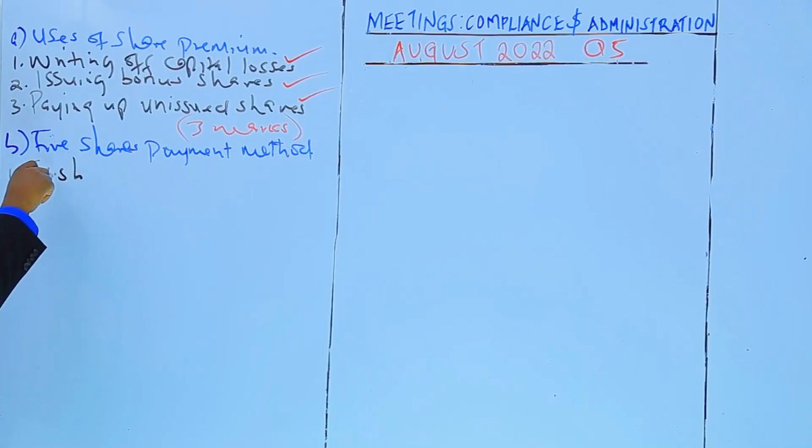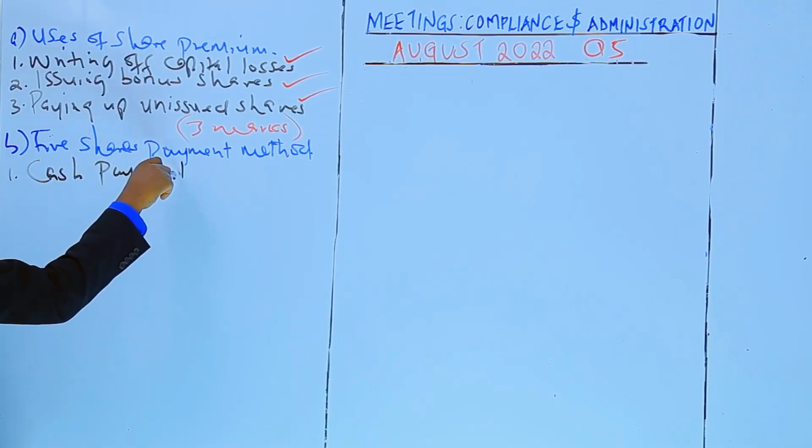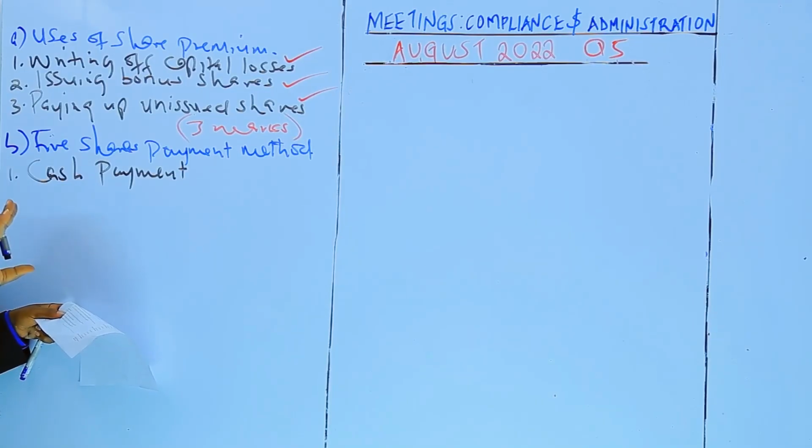Cash payment. Shareholders can pay for their shares in cash, transferring the agreed upon amount to the company's designated bank account. And that's the most common method of payment.